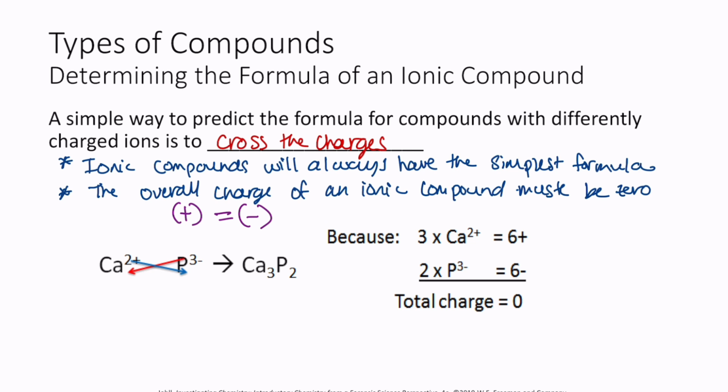Now let's look at naming this. If we look at our rules, we just take the metal name of the cation. So this is going to be calcium. And then I'm dealing with phosphorus, but I'm going to drop the suffix and add "ide." So this will be phosphide.